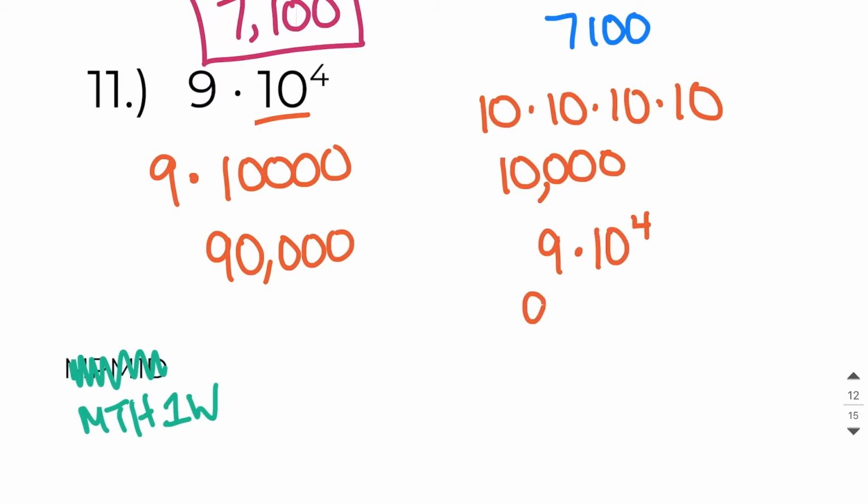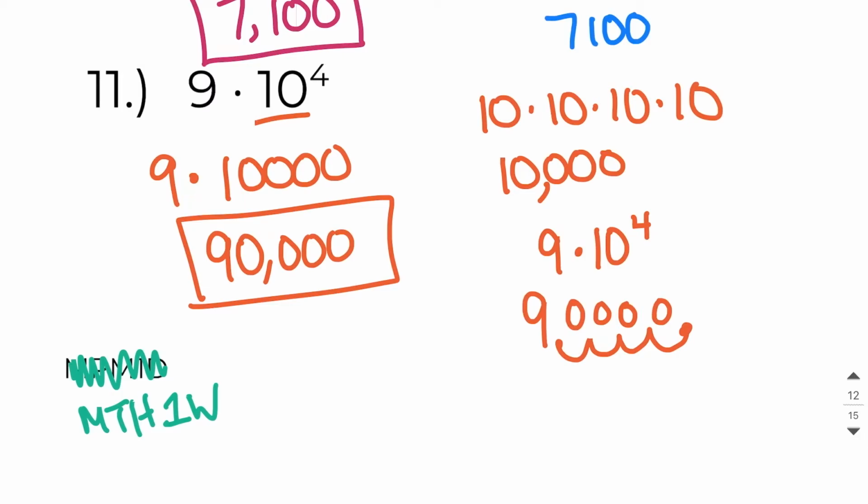every time you multiply by 10, you're just moving your decimal place over. So 9, when I multiply by 10, I move it over once, twice, 3 times, 4 times. I do it 4 times because this is 10 to the power of 4. Fill all of these in with zeros, and that's how we get this 90,000.